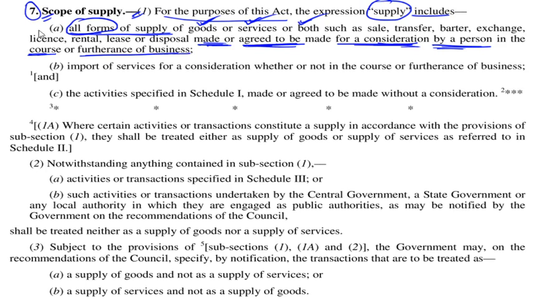So this is about sub clause A of subsection 1. So here forms of supply may be sale, transfer, barter, exchange, license, rental, lease, disposal. Supply may be any one of these.